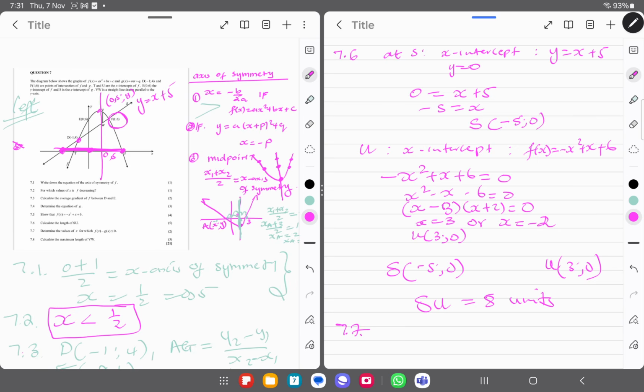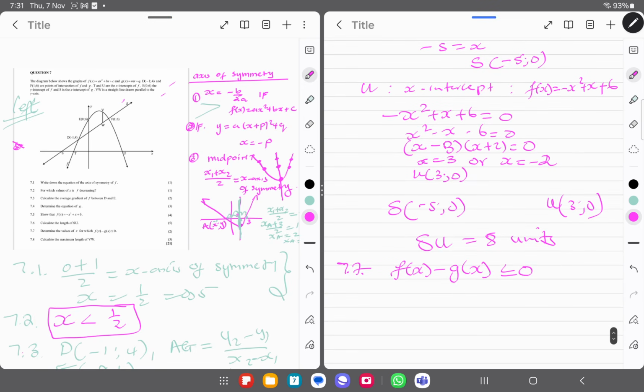7.7. Determine the values of x for which f of x minus g of x is less than or equal to 0. Let me just rub everything. So f of x minus g of x is less than or equal to 0, which is the same as f of x less than or equal to g of x. So it means g of x is at the top, and f of x is less, so it's at the bottom.